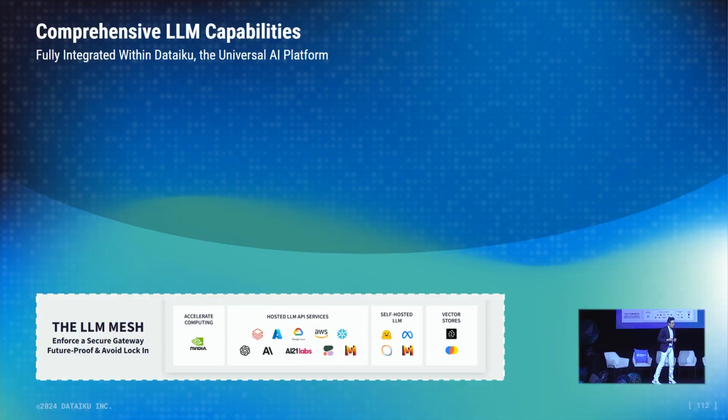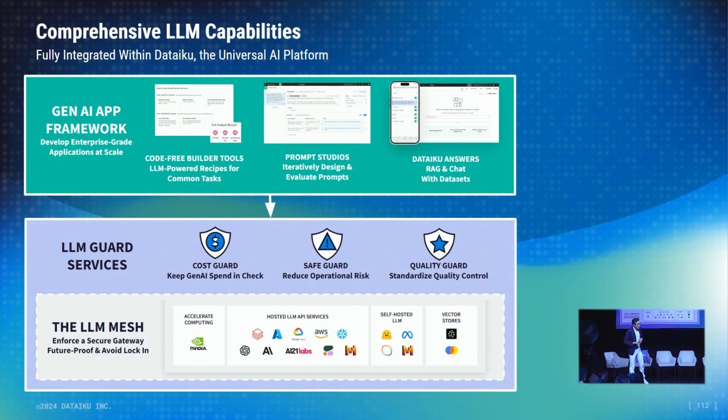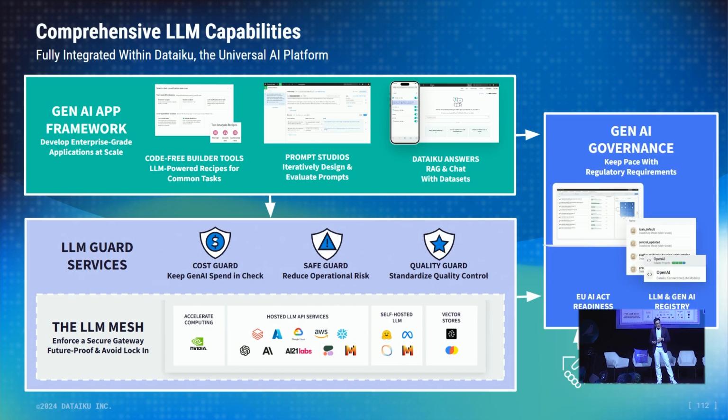This starts, of course, with that secure gateway with all the connectivity that we already provide. On top of that, we provide the GenAI app development framework with everything from our code-free recipes, prompt studios, our Dataiku answers, chat interface, and app development framework, as well as then those federated services to provide all the cost control, all the security that you definitely need. All of this in combination with our GenAI governance as part of our overall governance suite.